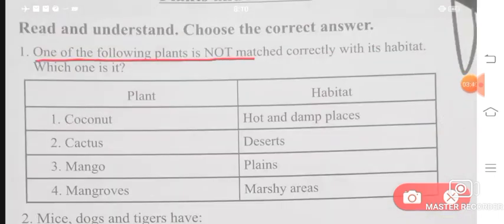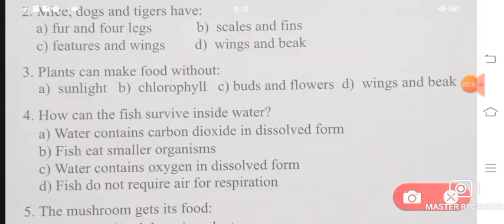Question number 1. One of the following plants is not matched correctly with its habitat. Which one is it? Answer is number 1. Coconut with hot and damp places. Question number 2 says, mice, dogs and tigers have number A, fur and four legs. Question 3, plants can make food without. Answer is C, buds and flowers. Question 4, how can the fish survive inside water? Answer is C, water contains oxygen in dissolved form.